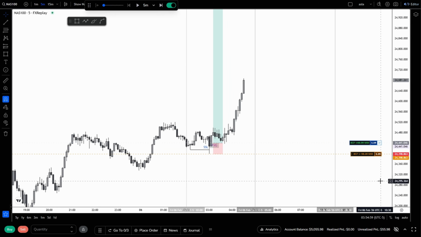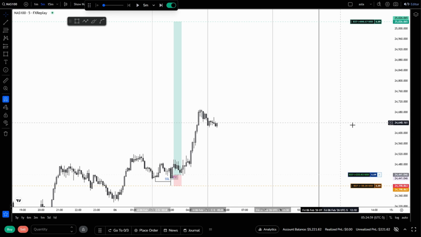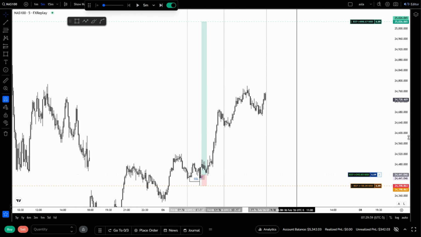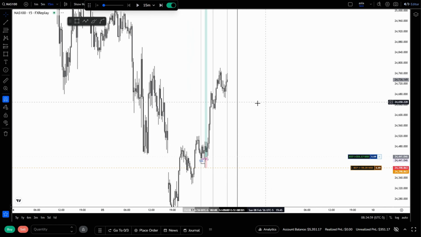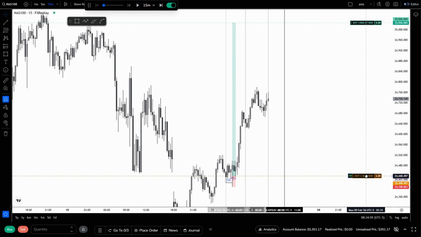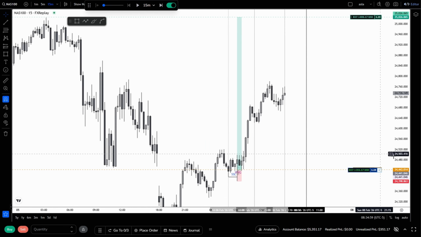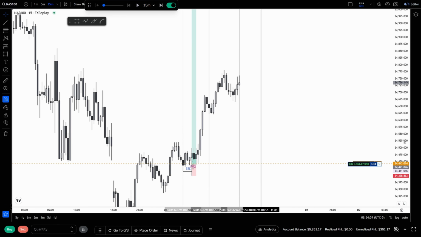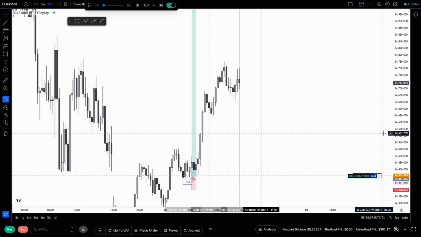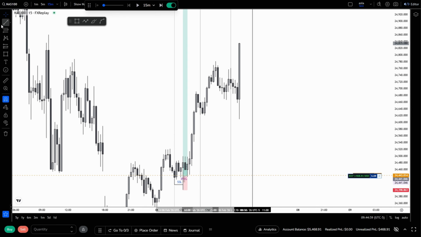As price continues higher, and we approach the 9:30 a.m. New York Open, this is usually where I'll secure partial profits. At this stage, I'm expecting New York to possibly create a pullback, or sweep some internal lows before continuing higher. And that's exactly what happens. Around the 9:30 open, price sweeps those internal lows.